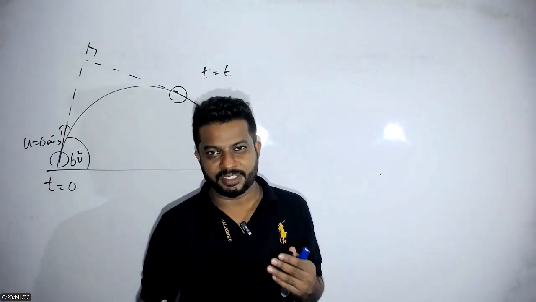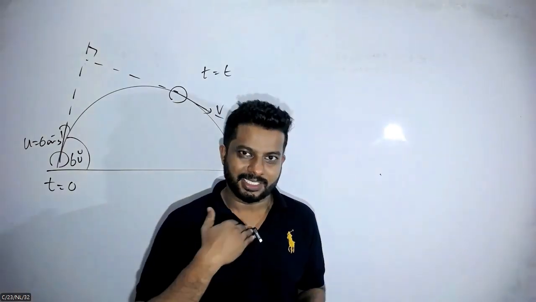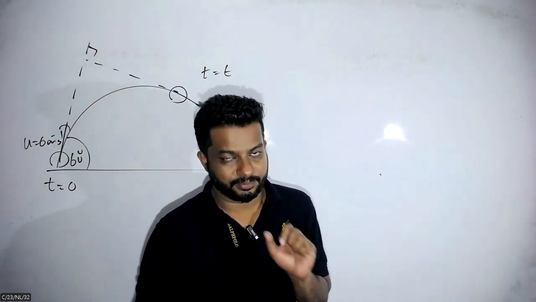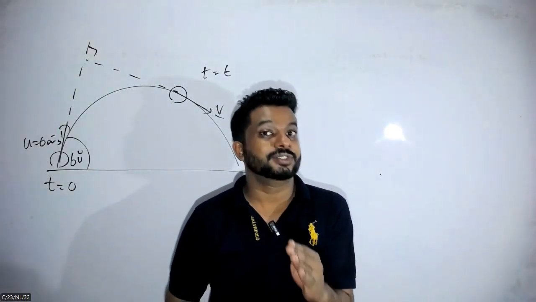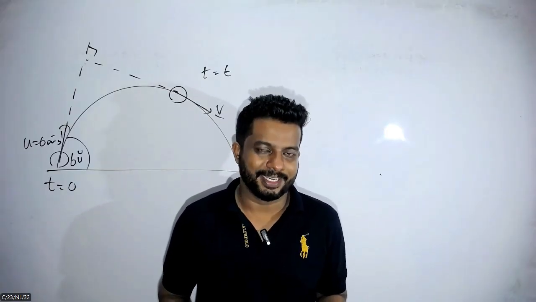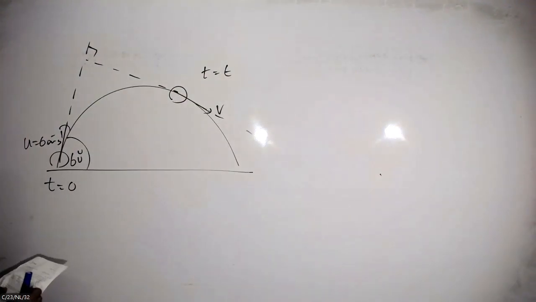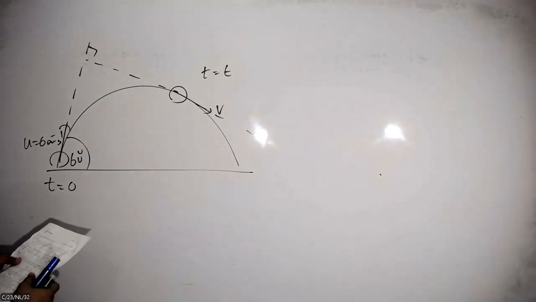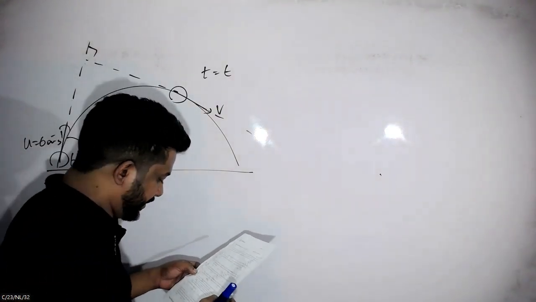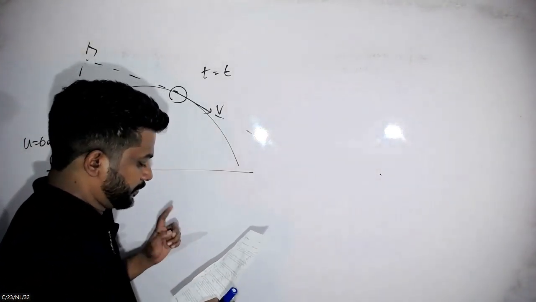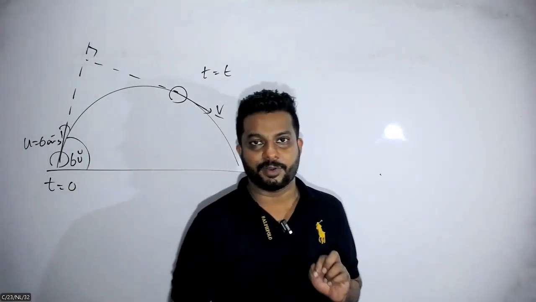In normal projectiles, we consider the vertical motion and the horizontal motion. But in this question, you need to consider the motion of the projectile parallel to the initial velocity. Let me explain. First of all, you need to identify the meaning of this sentence: the time it takes for the motion of this object to become perpendicular to its initial velocity.